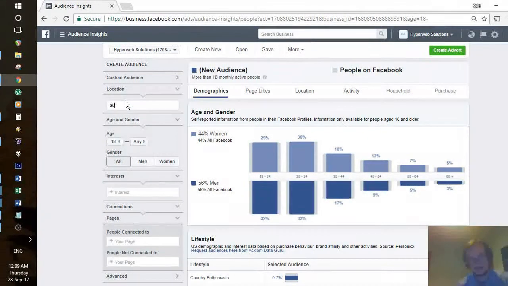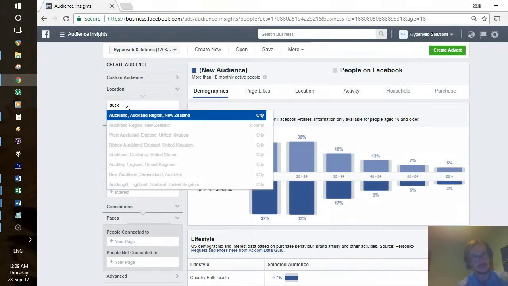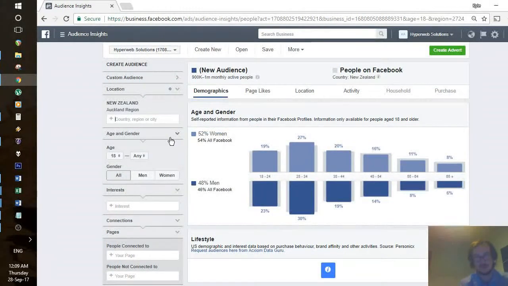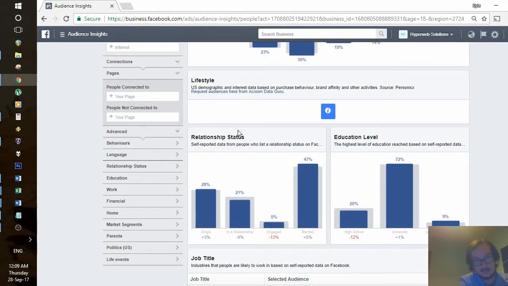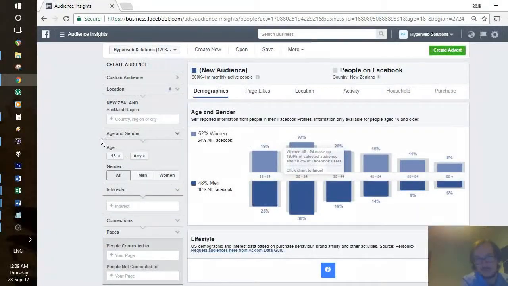Now let's just pick Auckland because I'm here, and I don't know, why not? Okay, so now what I'll do is I'll show you basically how detailed and how specific we can get with Facebook ads.